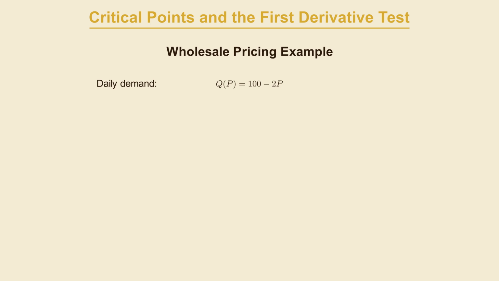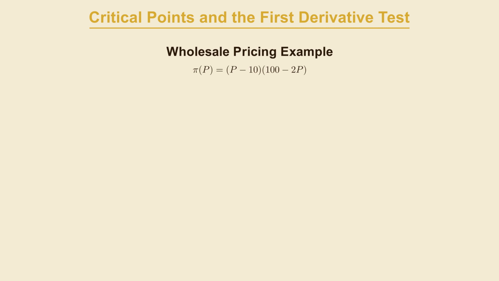At a price of P dollars per unit, daily demand ends up being 100 minus 2 times P units. Your cost to produce each unit is $10. So your daily profit is the price minus the cost, all times the number of units sold. Now that we have our profit function, the first step is to find the function's critical points. We take the derivative and we set it equal to 0.